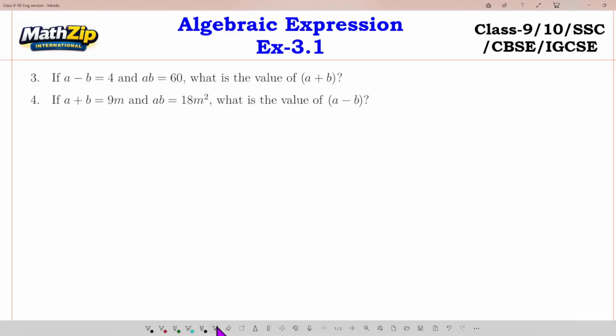Algebraic expression. If a minus b equals 4 and ab equals 60, what is the value of a plus b?